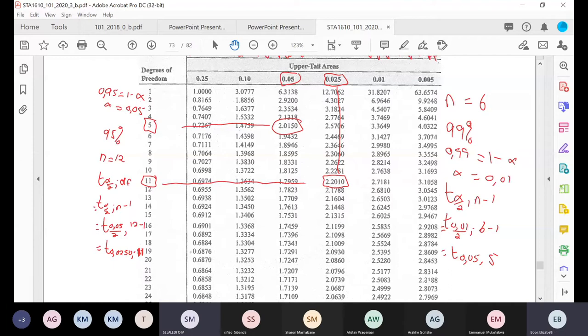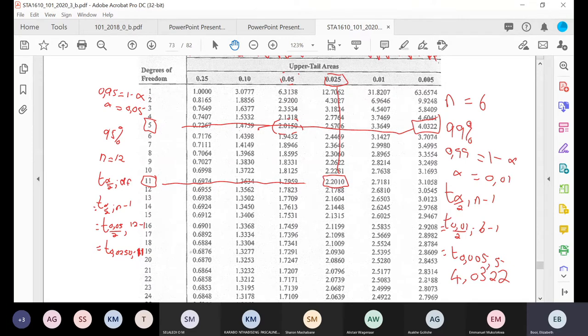Should it not be 0.005? Yeah, why did you guys leave me until I get to the answer? 0.005 and 5. Because I didn't even calculate that. Okay. So then it is the last one, which is 4.0322. So do you get it?